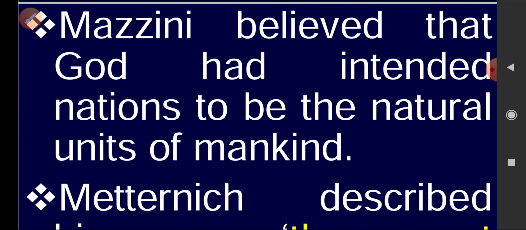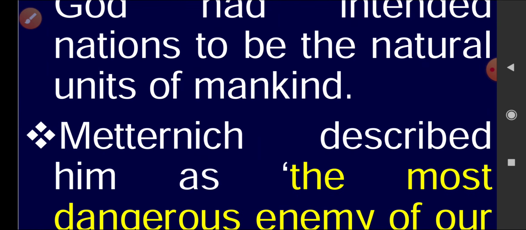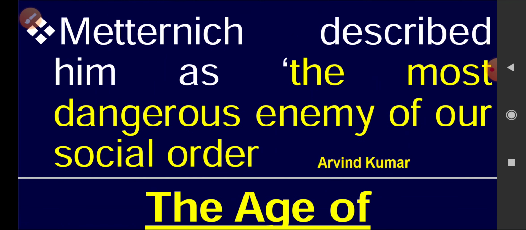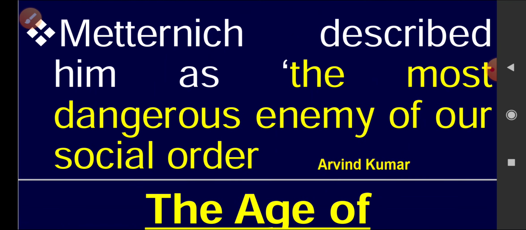What Mazzini believed? He believed that God had intended nations to be the natural unit of mankind. And Metternich, this might be your important answer in the final examination. Kindly pay attention: who described him as the most dangerous enemy of the social order? Metternich.